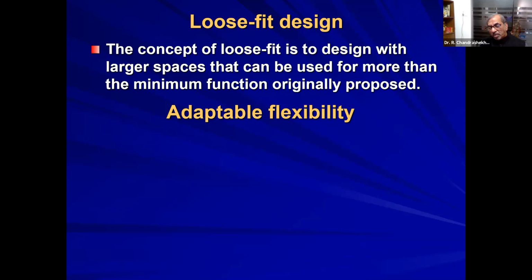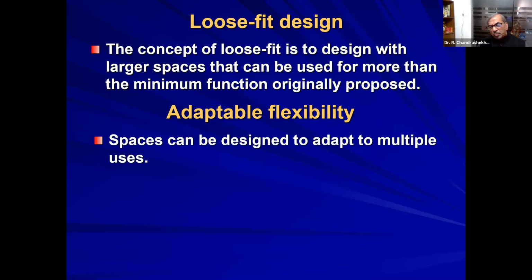Then adaptable flexibility. Spaces can be designed to adapt to multiple uses. Today, you have planned it as a social well-being space. Tomorrow, that becomes a cafeteria. Day after, that becomes a multi-purpose hall or maybe a cultural place. So these spaces have to be planned very precisely so that they can have multiple uses. Then convertible flexibility.